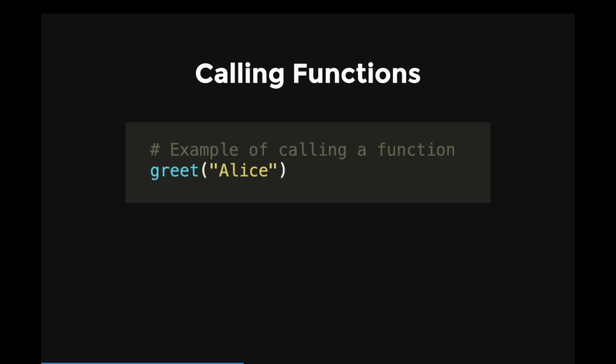Now, calling functions. Once a function is defined, you can call it by using its name followed by parentheses containing any arguments you want to pass to the function. In the example here, you can see we call the greet function that we wrote before and pass the argument Alice to it. This will print hello Alice to the console.